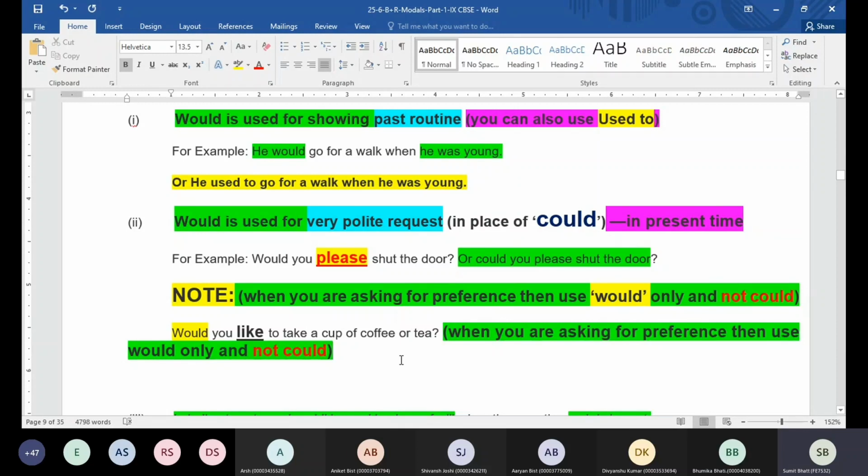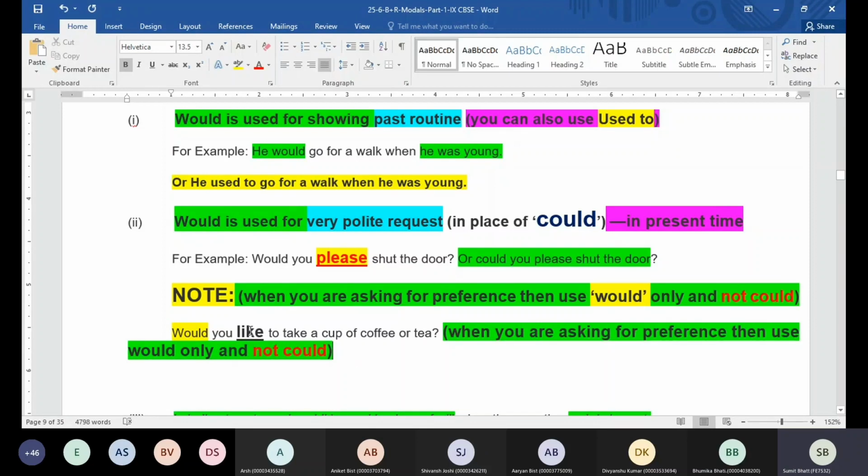Would is going to be there. If you're asking for the preference of whether a person would like to have a cup of tea or coffee, we are going to say, would you like to take a cup of coffee or tea? Here we cannot use the word could, otherwise the meaning is going to change and that's not going to be appropriate.